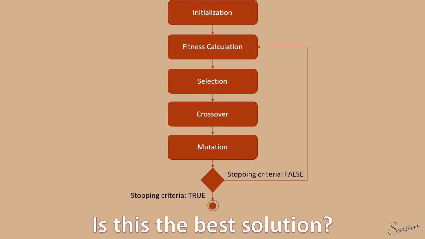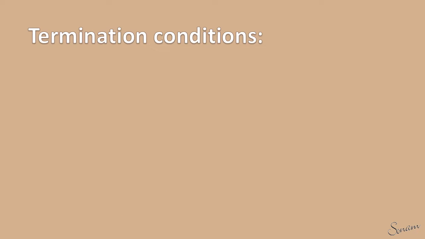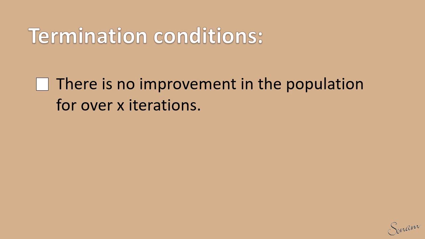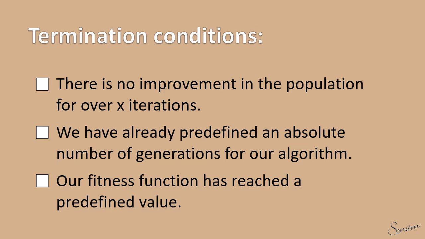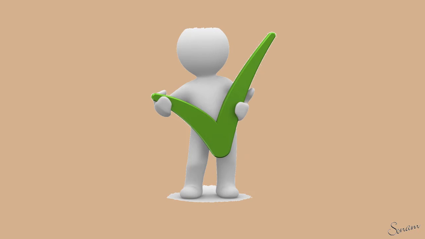But the question is how we will get to know that we have reached our best possible solution? So basically there are different termination conditions. There is no improvement in the population for over X iterations. We have already predefined an absolute number of generations for our algorithm. Or our fitness function has reached a predefined value. If any of these conditions are met, then we have reached our best possible solution. The offsprings thus produced would be considered as more fit individuals that will replace the less fit ones in our population.